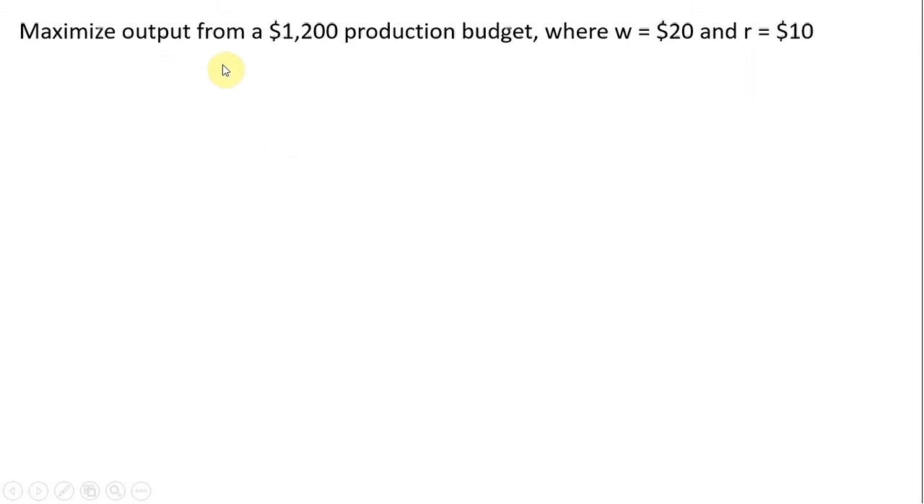Hello, in this video we're going to maximize output from a $1,200 production budget where the wage is $20 and the price of capital is $10. Here's our production function, so we're going to try to maximize Q subject to the fact that we only have $1,200 to spend on producing Q and we face these market input prices.